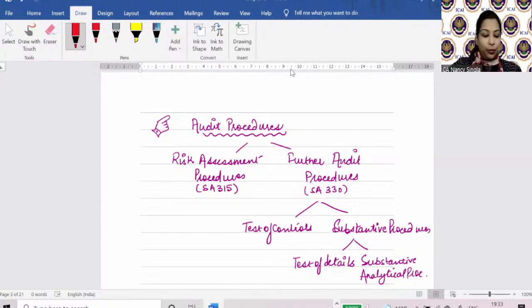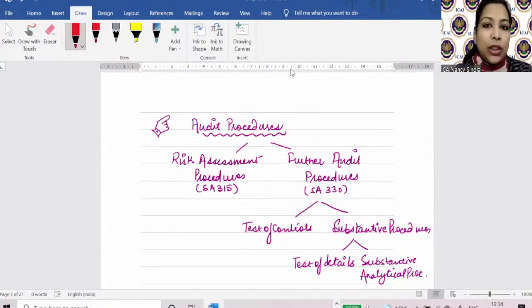Then I'll be starting with audit procedures. Very interesting. And I've got a number of queries on this topic. Because this word has started appearing from chapter number 1, but this is discussed in detail in this chapter. So send in your replies, first of all, whether you have understood so far.